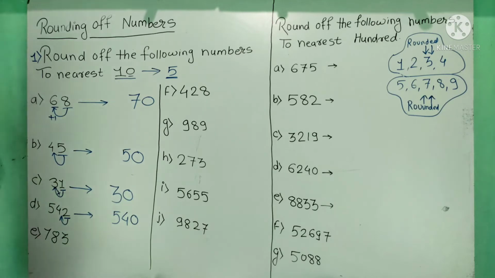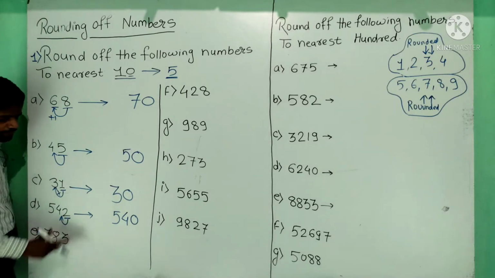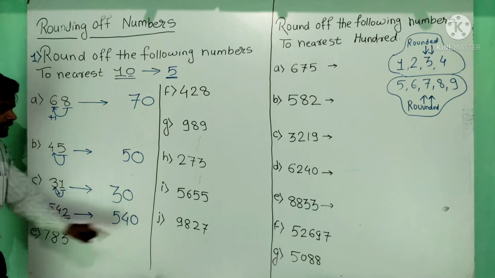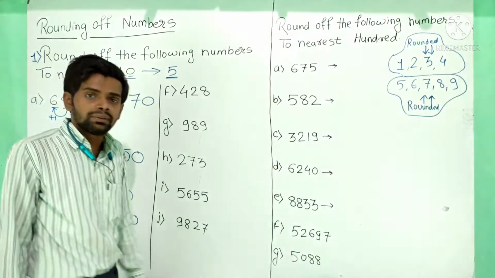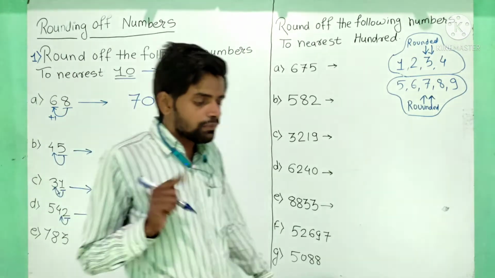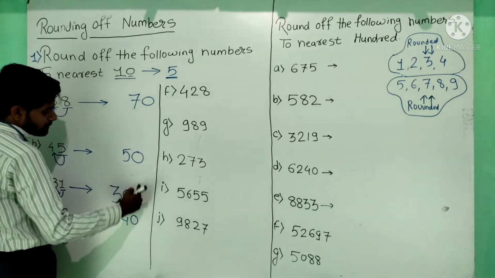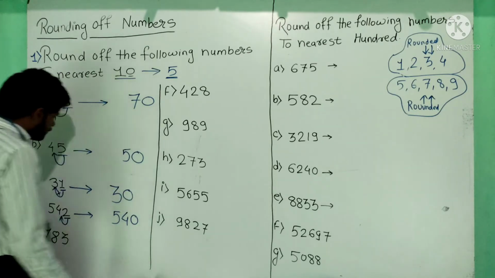It is so simple. 542 lies in between 540 and 550. ये जो नंबर है वो 540 और 550 के बीच में है, but it is close to 540. Yes, it is close to 540. And remember one thing, when you are finding the nearest 10, 10 has only one zero. तो आपके आंसर में सिर्फ एक ही जीरो आना चाहिए. ठीक है? Okay.